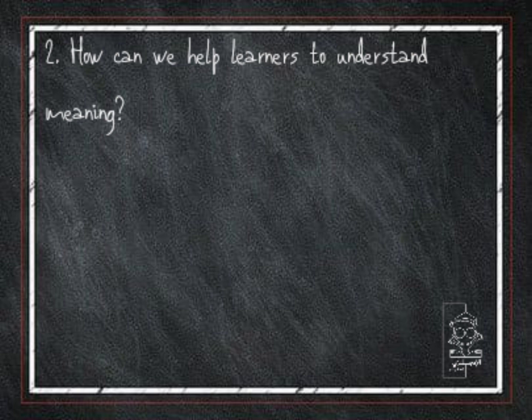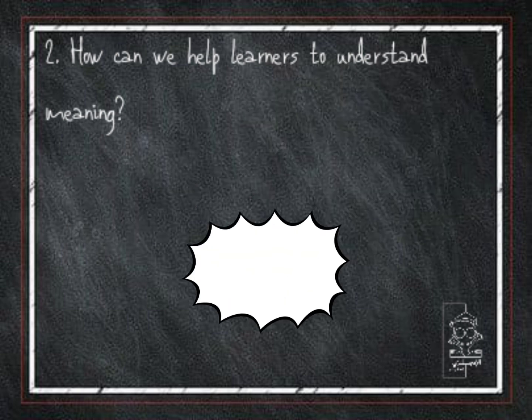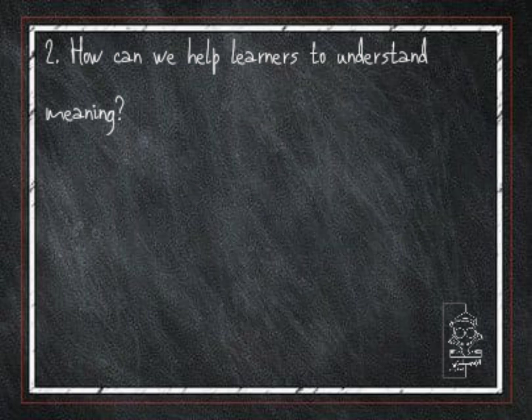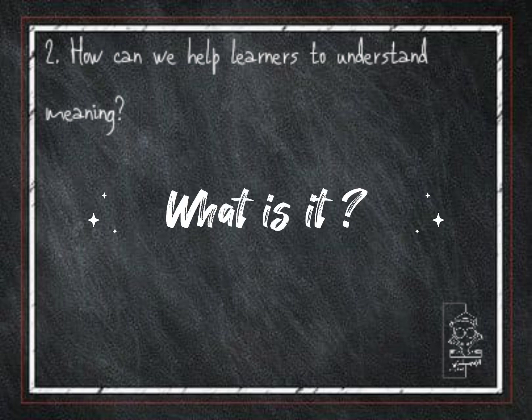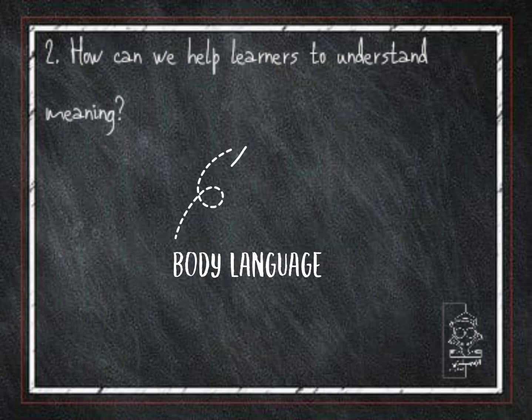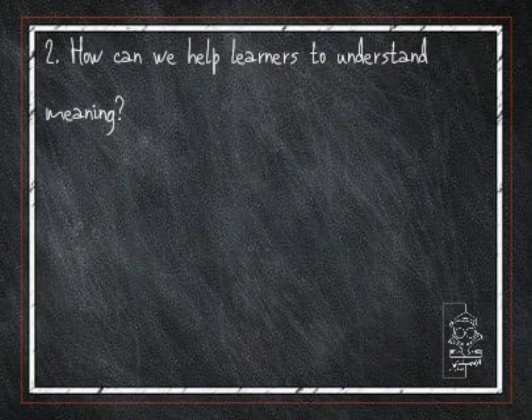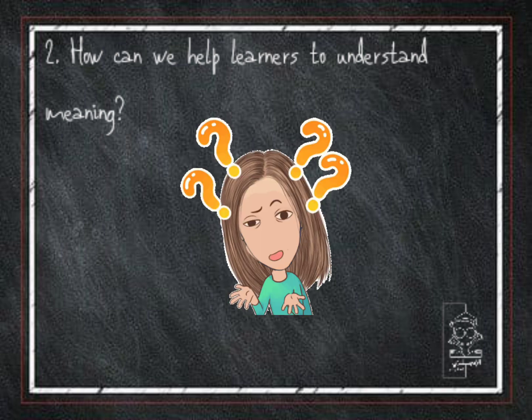How can we help learners to understand meaning? You can do the same with words like pencils, chair, table, and so on. When, however, you want to expose learners to the question form, "What is it?" you cannot rely on objects. Instead, use your body language by raising shoulders and open arms, maybe a puzzled look on your face to indicate the meaning of the question.